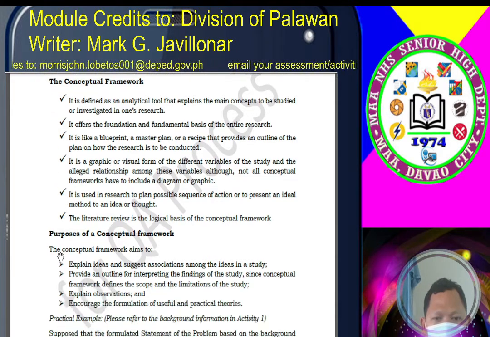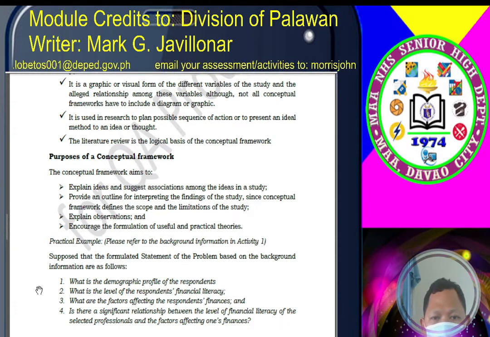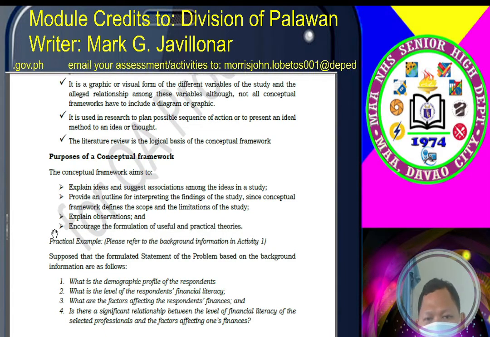Okay, what is the purpose of a conceptual framework? It explains ideas and suggests associations among the ideas in the study. Because this is a diagram, you can determine the associations between the variables of your study. Later I will provide an example of a conceptual framework based also on the research problems.